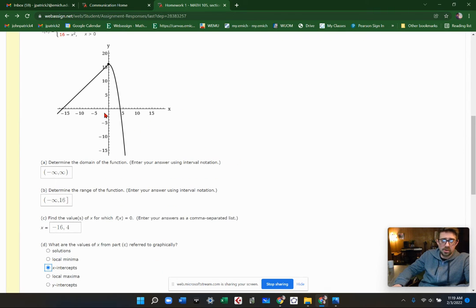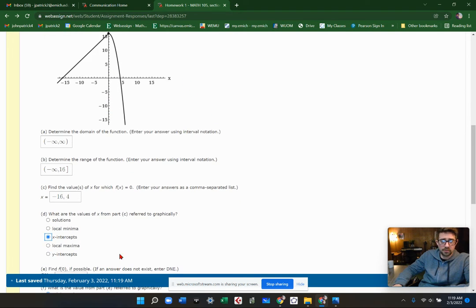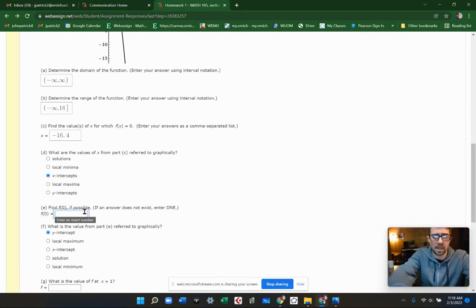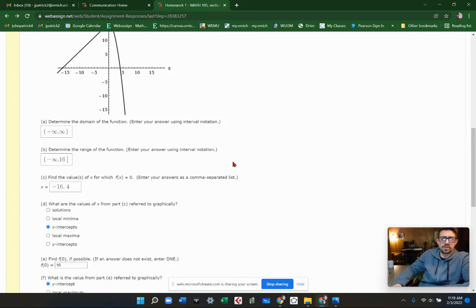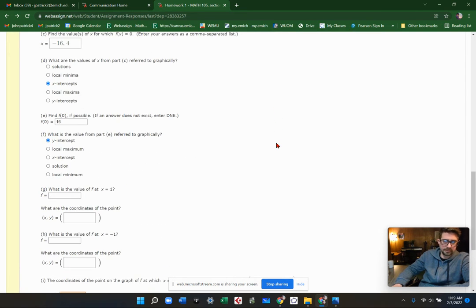Find f of 0. Okay, so that's this. That's called a y-intercept, and f of 0 appears to be 16 from what we could tell. You could also just look at the definition for the function. When x is 0 is defined up here, so f of 0 is 0 plus 16, which is 16. That's called a y-intercept. Probably not as important as an x-intercept, but every function has one as long as f of 0 is defined.